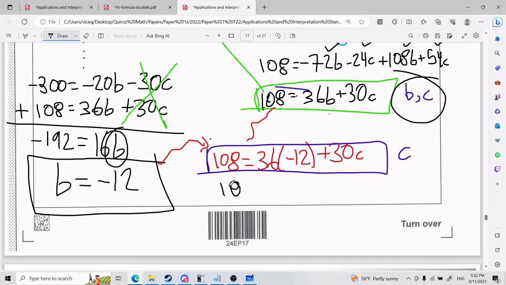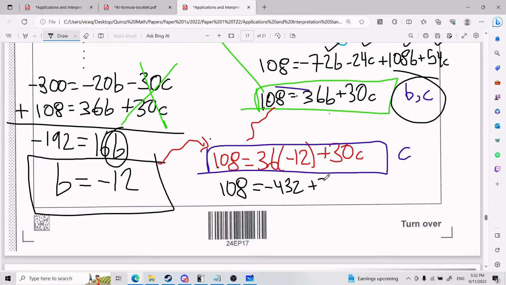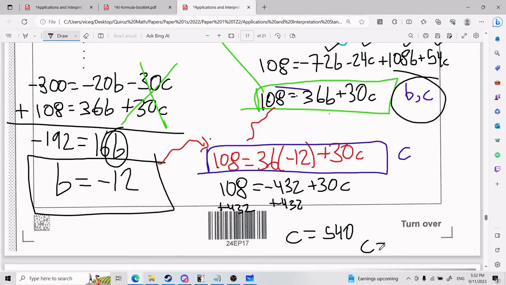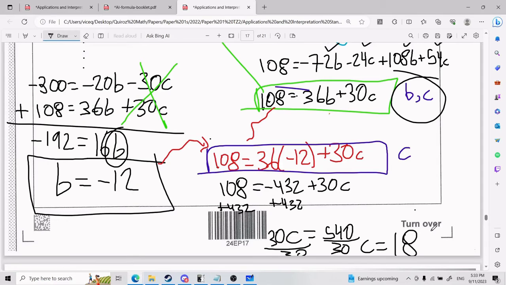So 108 equals 36 times negative 12. That's a fat number. Negative 432 plus 30C. So I'm going to do plus 432 to both sides. C is going to be equal to 432 plus 108, which gives me 540. So 30C equals 540. Divide by 30 to both sides. C equals 18.